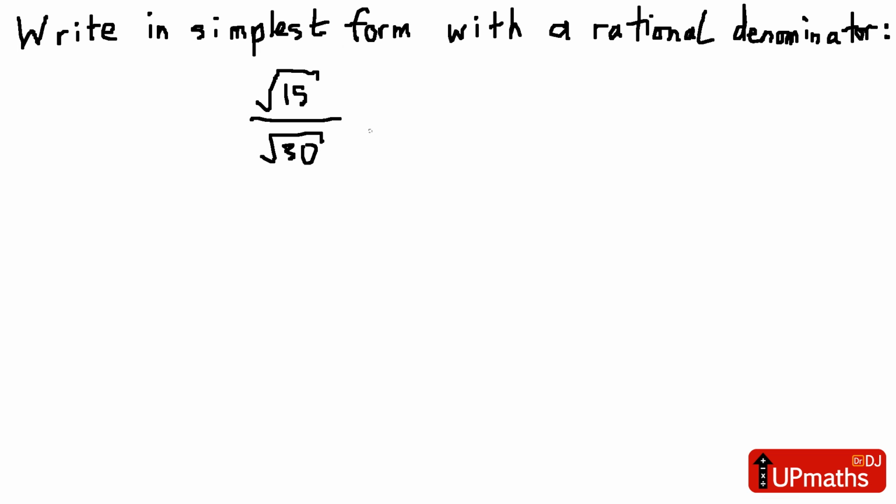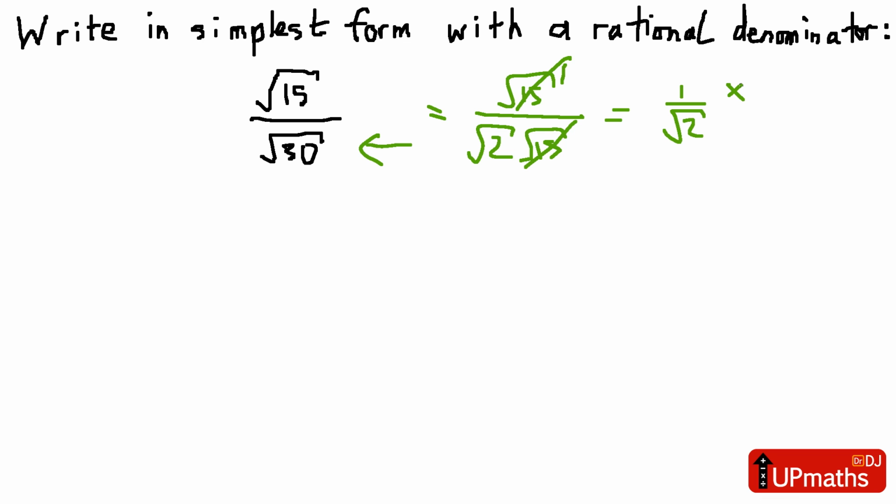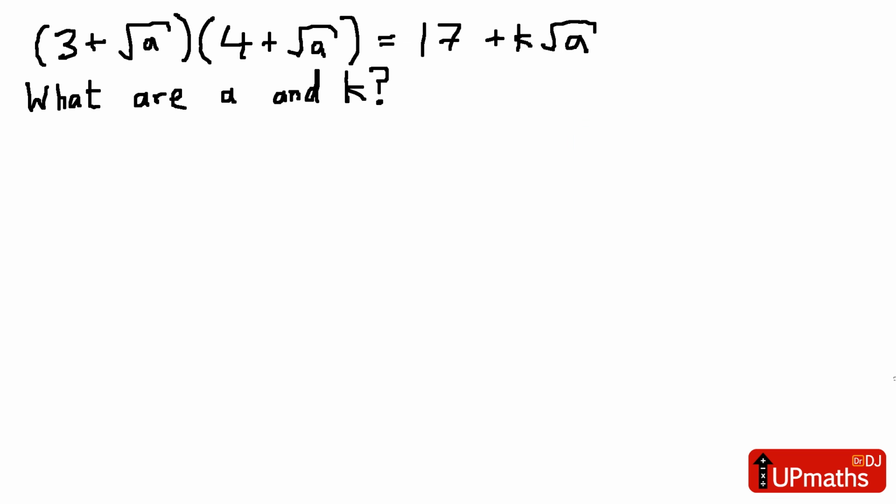It says a rational denominator, so the bottom has to be a rational number, it can't be a surd. Okay, so that would be root 15 divided by root 2 root 15, so those cancel, leaves a 1 behind at the top, which is 1 over root 2, just tidying it up. I'm going to times the top and bottom by root 2, because I just know that's a trick that will rationalise the denominator. There we go, root 2 over 2. Let's do the next one. Ooh, what are A and K?